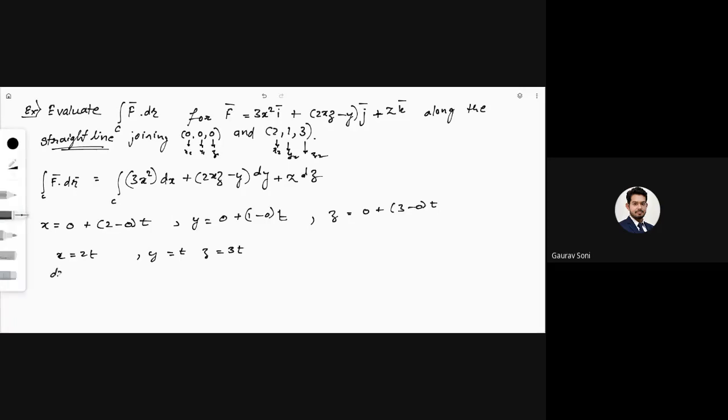So dx = 2 dt, dy = dt, and dz = 3 dt. What was the limit for t in this case? t is running from 0 to t = 1. Even this limit for the straight line joining two points is given. So let's substitute all of these.